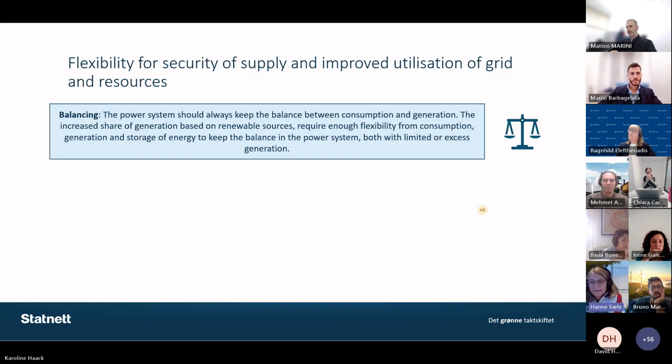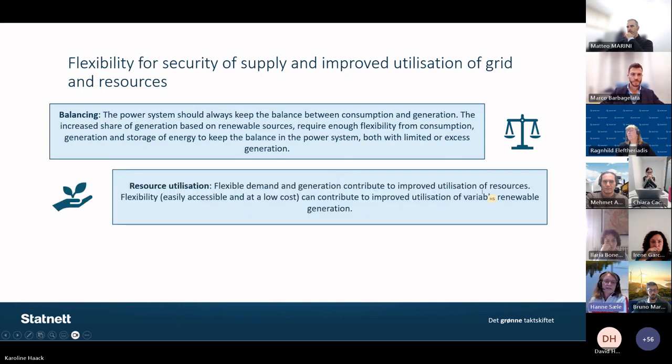I've mentioned that balance between generation and consumption is important to keep the stability of the power system. And that is valid even if it's limited or too much generation. In periods with larger generation from solar and wind farms, perhaps the flexibility should be to increase the consumption. In periods with scarcity of generation, the solution can be to reduce the consumption.